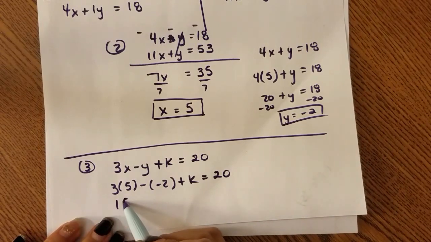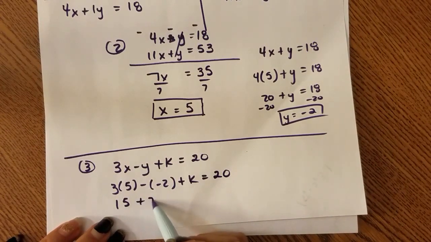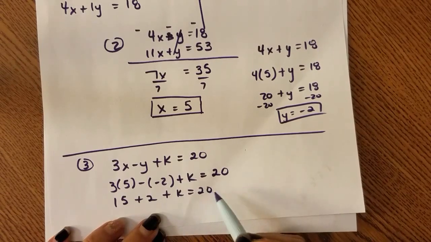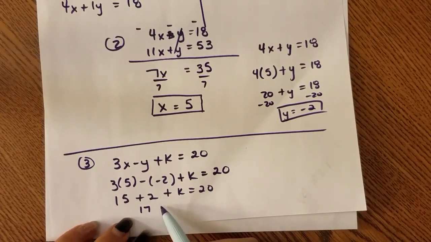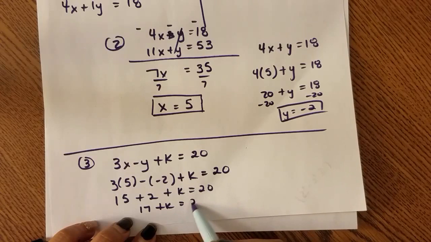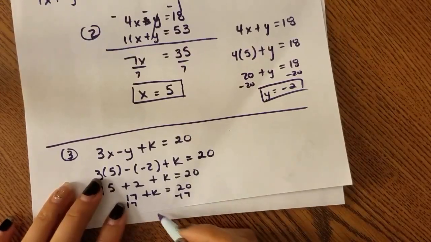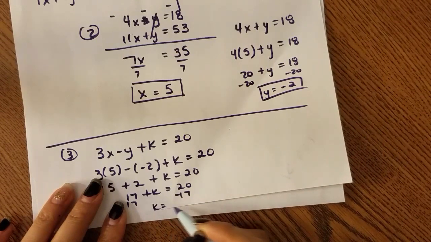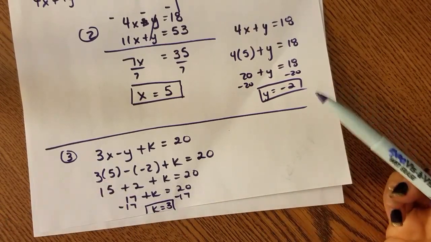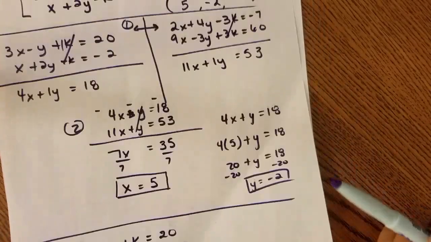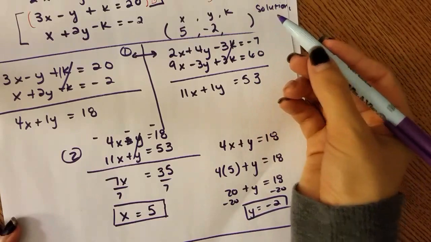3 times 5 is 15. Double negative here is a positive 2, plus k equals 20. 17 plus k equals 20. Minus 17 on each side is going to give you k equals 3. Okay, so I found all 3 of my variables, x, y, and k, and I'm going to plug them into here.